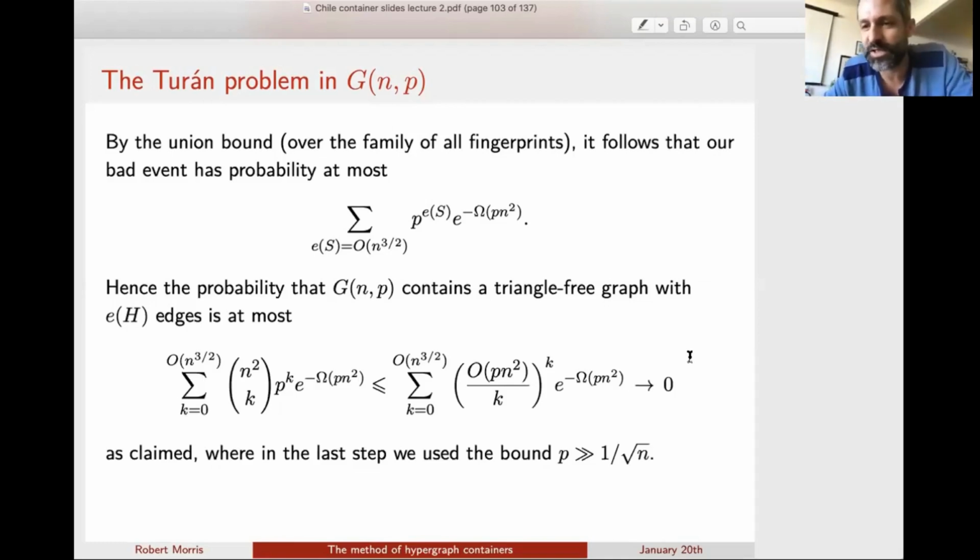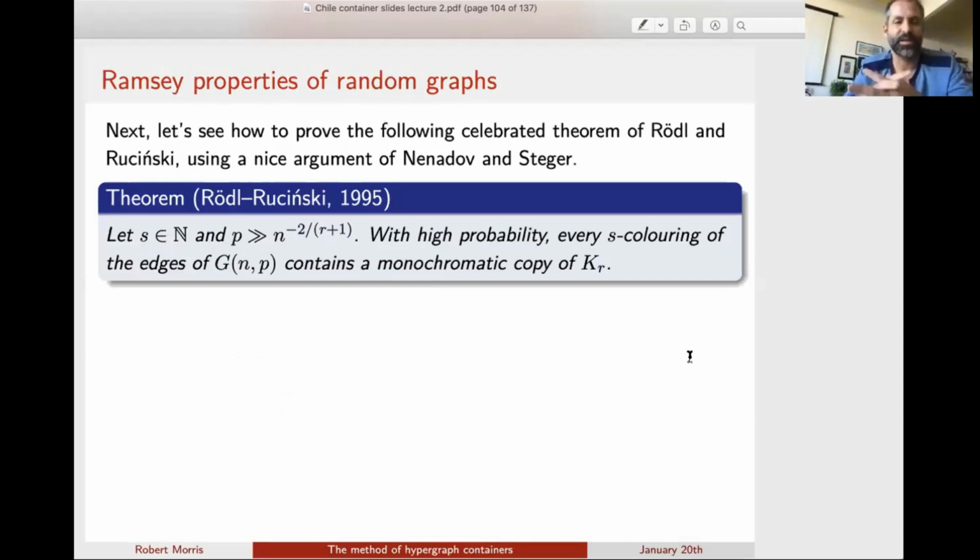So now we're going to do the same thing, but in the setting of Ramsey's theorem. Are there any questions about this before I do basically the same thing again?